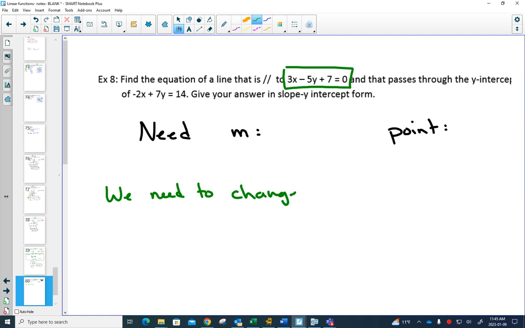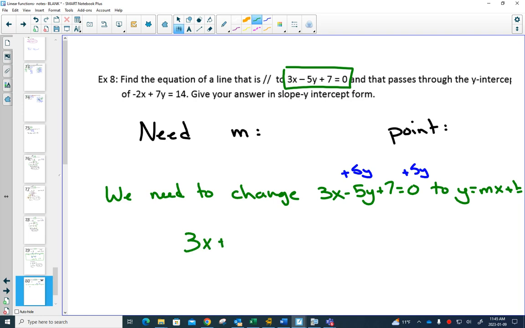We need to change 3x minus 5y plus 7 equals 0 to y equals mx plus b. If I do that, can you see that it would make sense to get the y by itself by adding 5y? I'm going to just write that 5y here on the left. Divide everything by 5 to get y by itself.